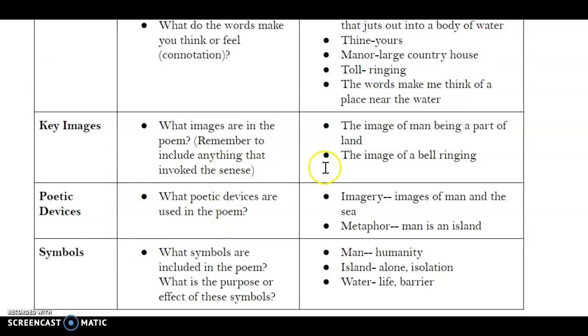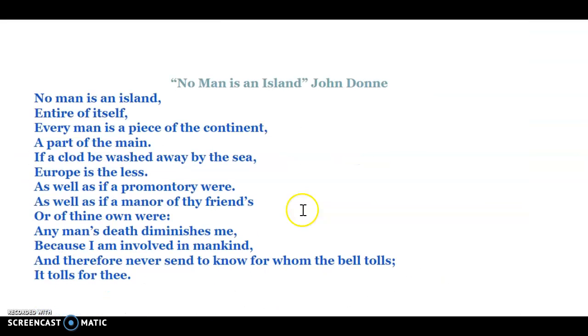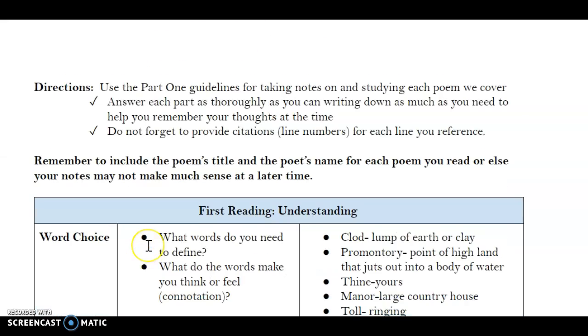Key images. This is anything in there that we really need to know about the poem, images that are created in your mind. So we have the image of man being a part of land. It talks about the continent and all of that up above, as well as the image of a bell ringing. Those are important because they create a picture in my mind. And for this, guys, I'm going back to the poem to look every time.